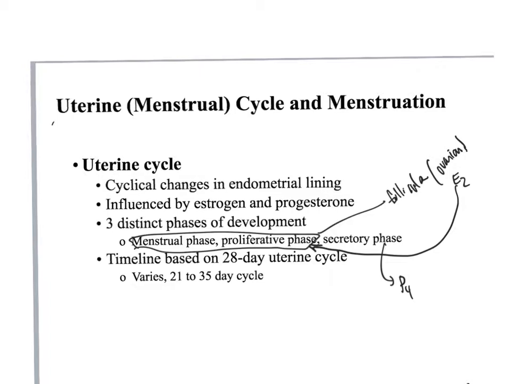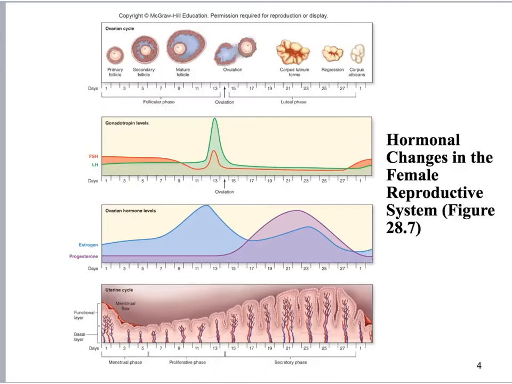Again, this is based upon a 28-day cycle. The ovarian cycle is based upon a 28-day cycle from recruitment to death of the corpus luteum, I guess. And then the uterine cycle is based upon day zero, the onset of menses, of menstruation, to day 28, the end of the cycle. Now, that varies depending upon the person, 21 to 35 days. 21 is really quite quick, and some people have a more lengthy cycle up to 35 days.